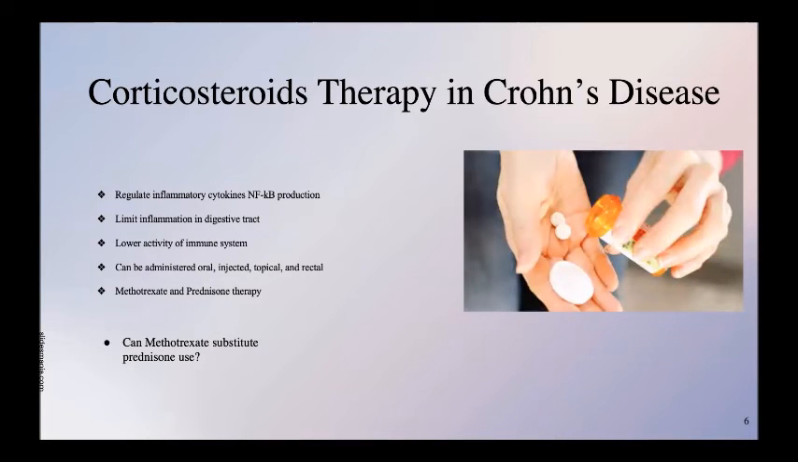Another treatment for Crohn's disease is the use of corticosteroids. Corticosteroids lower the activity of your immune system and limit the inflammation in the digestive tract. They're used as short-term treatments for Crohn's disease and ulcerative colitis flares because they reduce inflammation quickly, sometimes within a few days to a few months. They can be administered orally, injected, topical, and rectal. Within the corticosteroids family is methotrexate and prednisone.